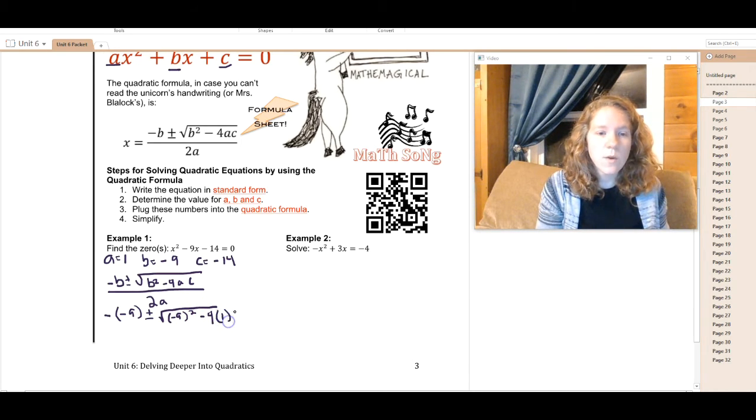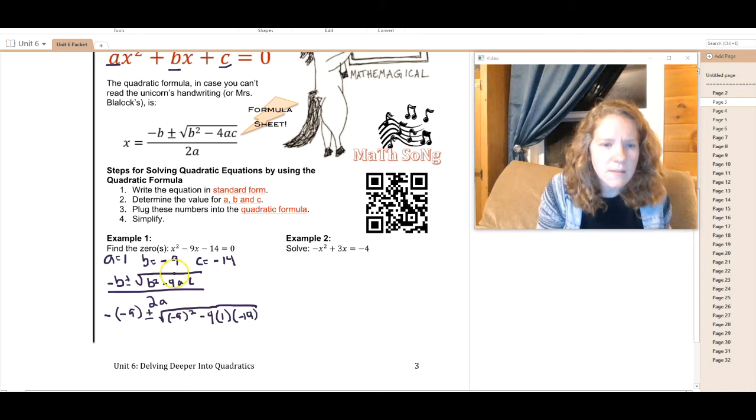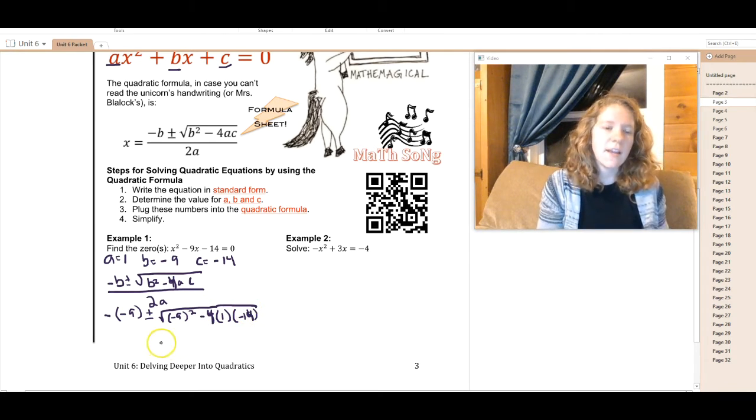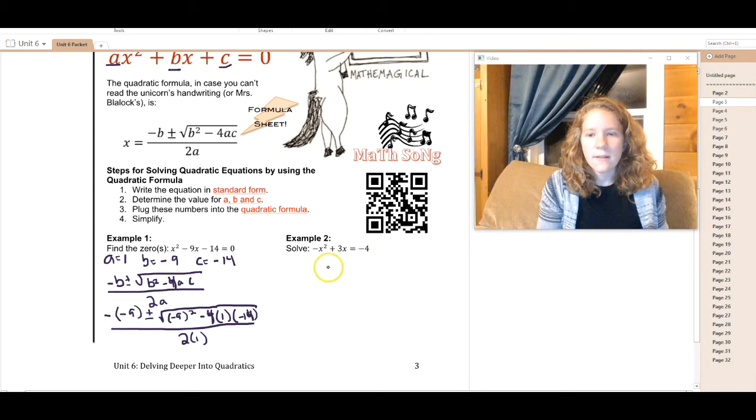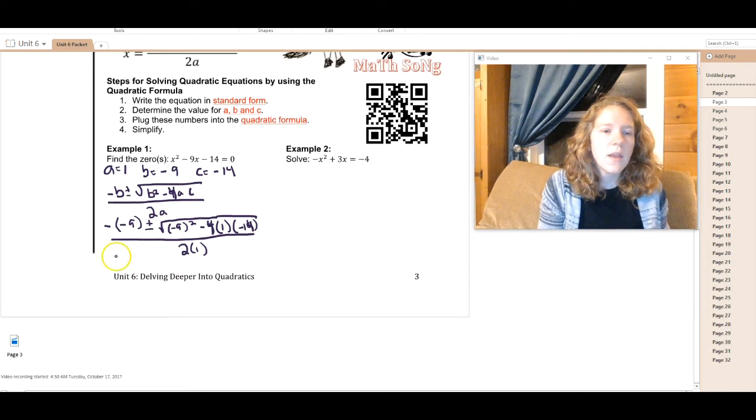times a, which was 1, times c, which was negative 14. All my 4's look like 9's when I write with this pen. I apologize. Negative 4. Negative 4. And 14. There you go. All over 2 times a, which was 1. All right, now I am running out of space a little bit. Oh no, I got room.